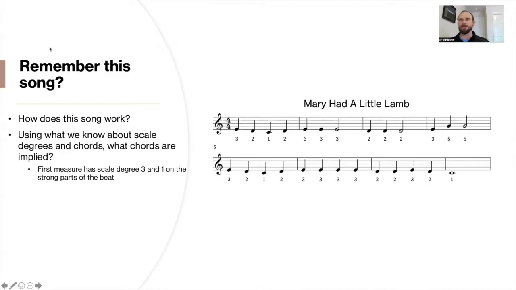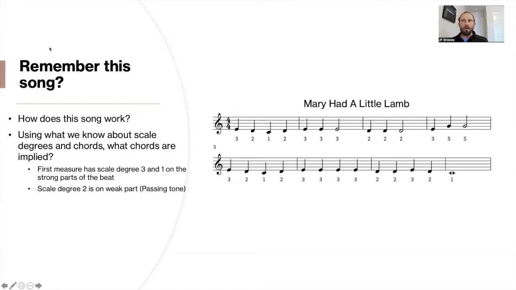Well, the first measure has a scale degree 3 and 1 on the strong parts of the beat. So the strong parts of the beat are the most important. That would be 1, 2, 3. 1 is the strongest, 3 is the second strongest. Both are considered strong, but 1 is the strongest. Okay, so you've got 3 and 1 on the strong parts of the beat.